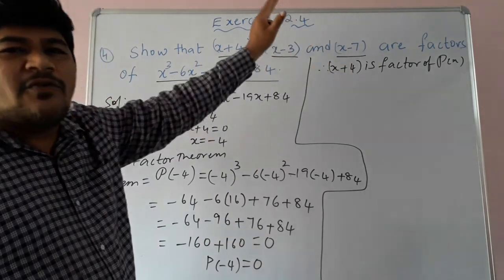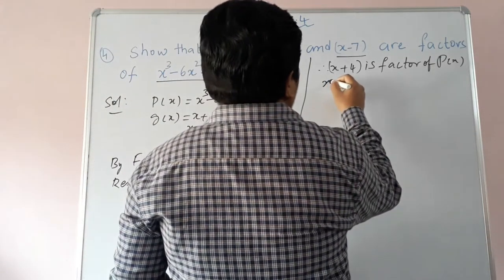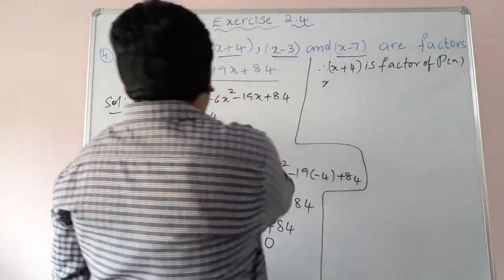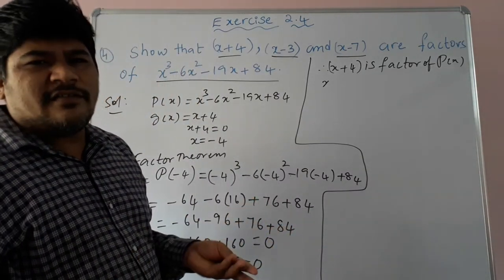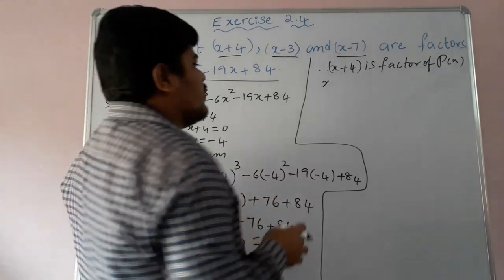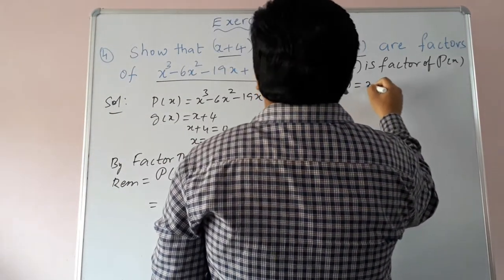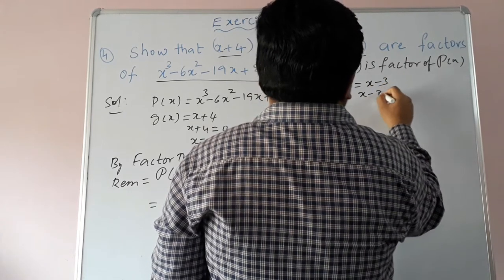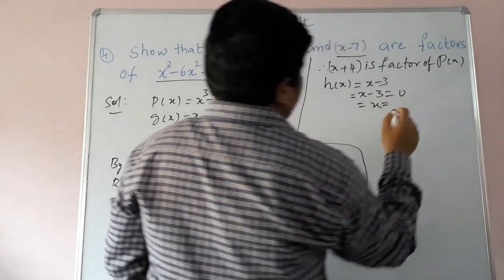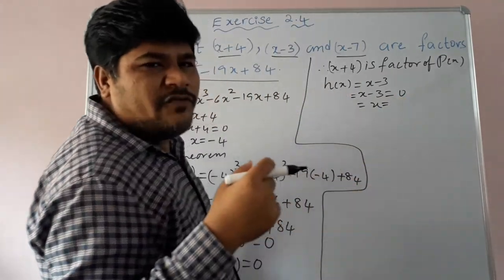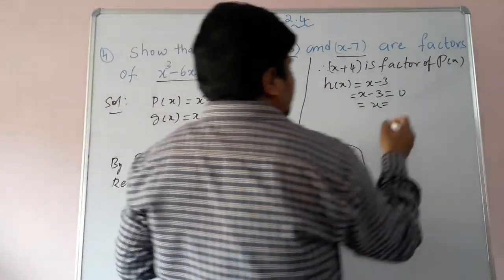Now children, let's see how to solve this x minus 3. So name it, children. Here I have taken g of x; now I will take another name, h of x or f of x or q of x, whatever. So let h of x is equal to x minus 3. We need to equate it to 0. X minus 3 is equal to 0, then x is equal to what children? 0 plus 3. After transposing, minus 3 becomes plus 3. 0 plus 3 is 3. So x is equal to 3.